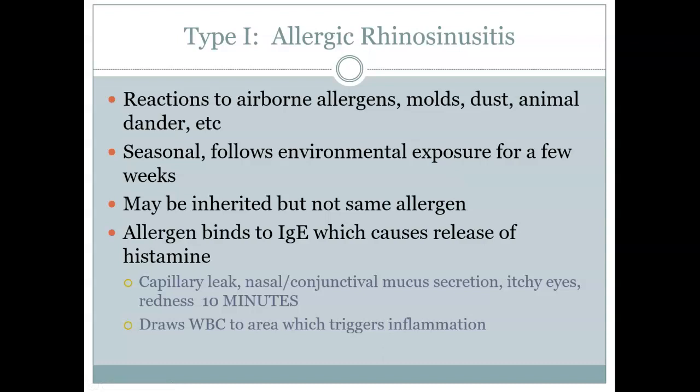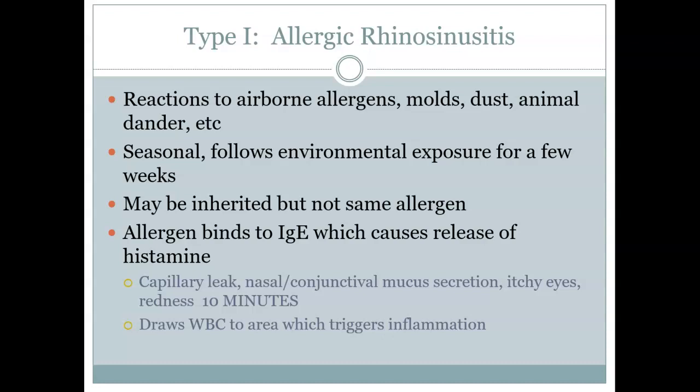Type 1 allergic rhinosinusitis is when we have a reaction to airborne allergens. It's just an example of a type 1 hypersensitivity reaction, where we have this reaction to airborne allergens, molds, dust, animal dander. For some people it's seasonal. For others, they have allergic rhinosinusitis all the time.